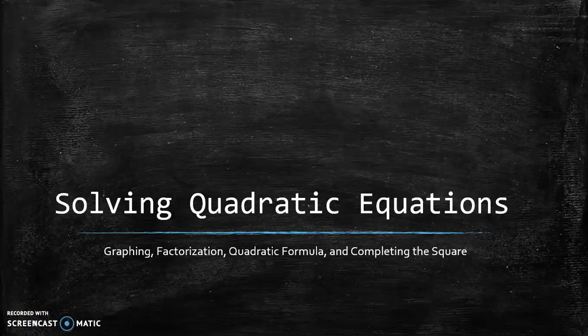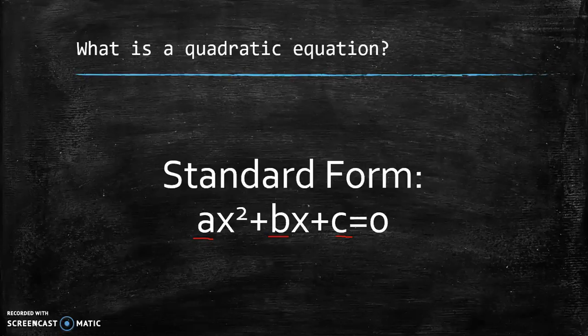Today you will learn how to solve a quadratic equation using graphing, factorization, the quadratic formula, and completing the square. So first, what is a quadratic equation? A quadratic equation contains at least one term that is squared. The standard form is ax squared plus bx plus c equals 0. In this, the a, b, and c are constants or numerical coefficients, whereas x is an unknown variable.